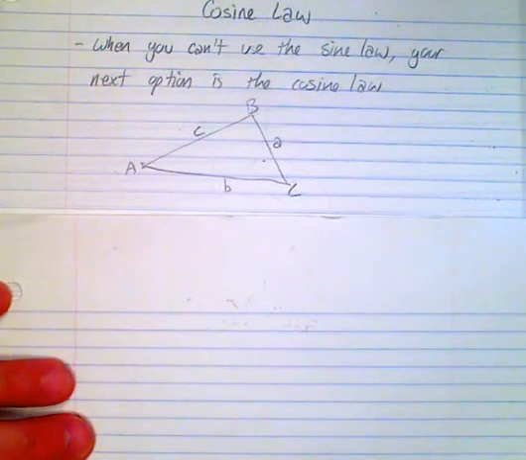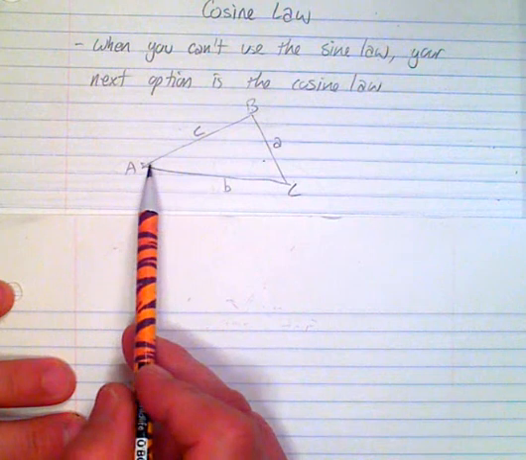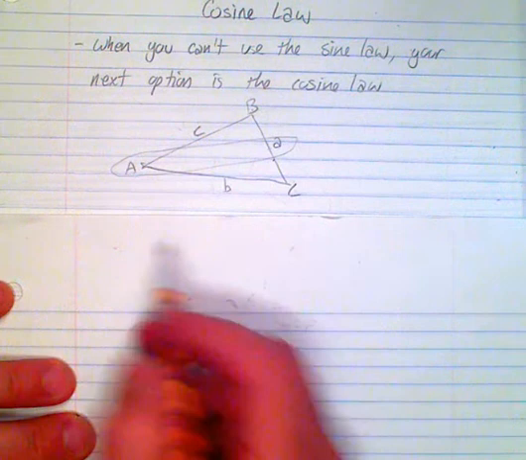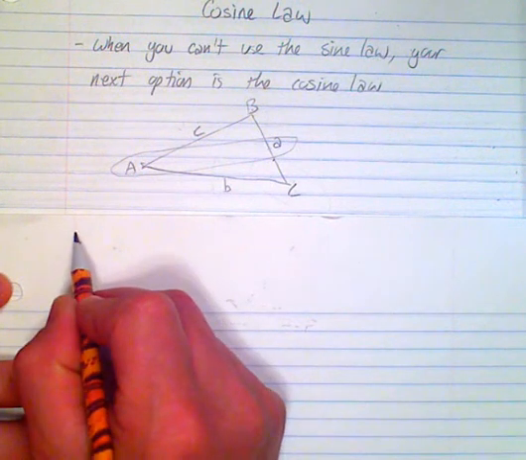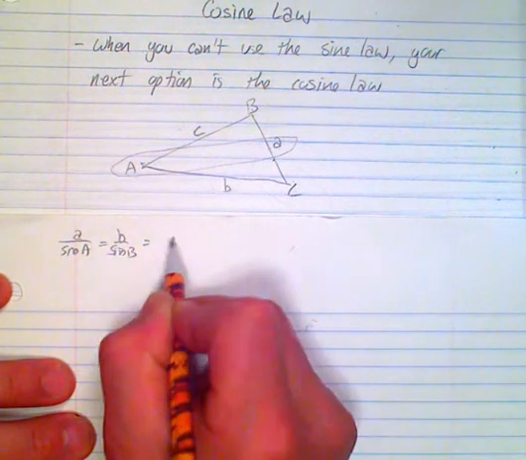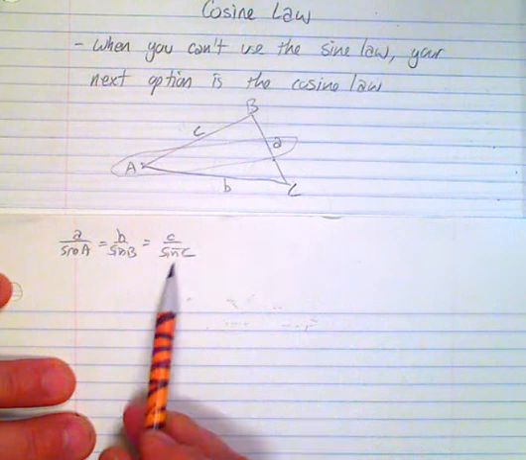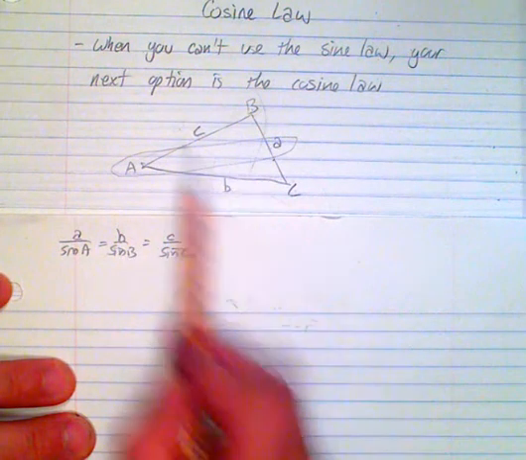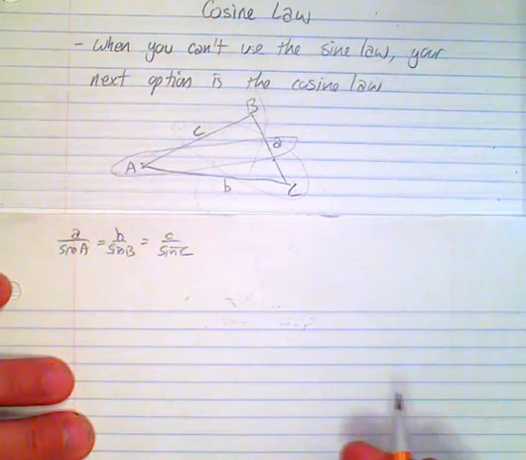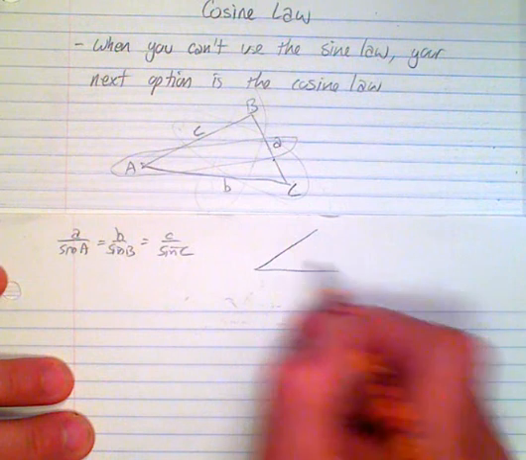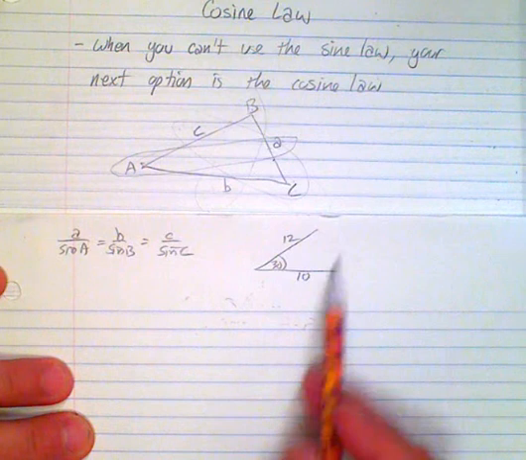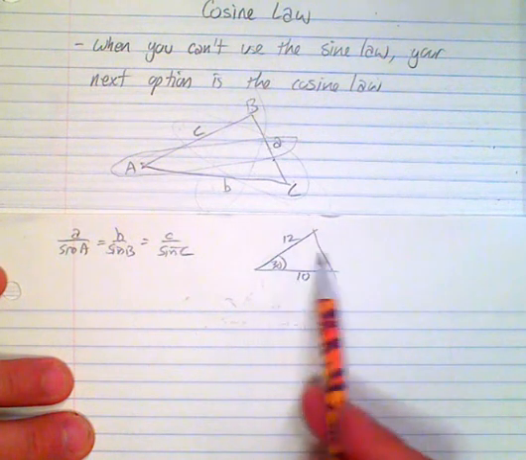Here we go. Remember that angle A and side A are opposites, right? Those are the pairs that we were talking about in the sine law, when we were looking at a over sine A, b over sine B, little c over sine C. So when you have situations where you don't have pairs, one of those situations looks like this. If you have this angle, say that's 30 degrees, that's 12, and that's 10, you don't have a pair. You can't solve it, right?